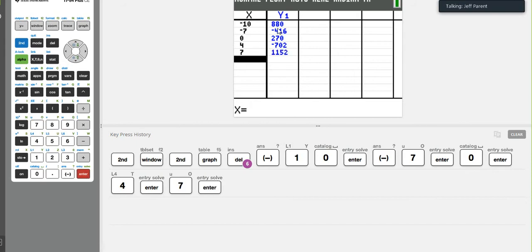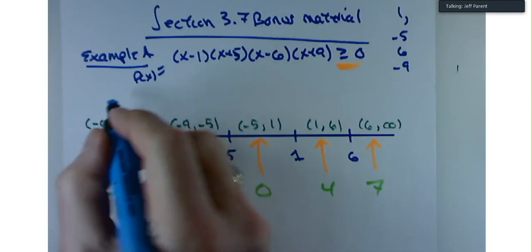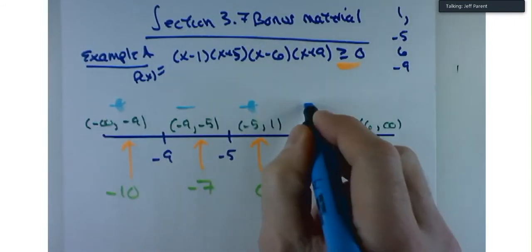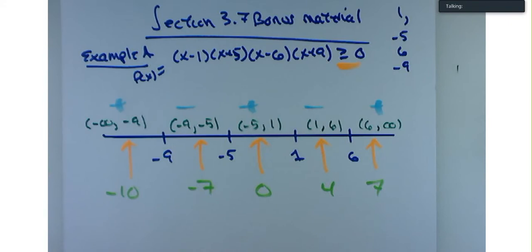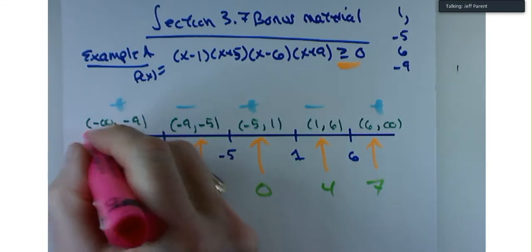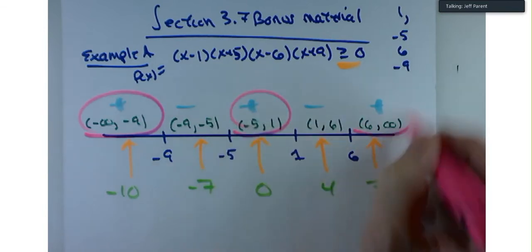Now we're not really interested in the fact that if you plug in a negative 10 in the function, you get 880, or that negative 7 gives me negative 416. What we're interested in is the sign of this stuff. Is it positive? Is it negative? In this case, things alternated very nicely. It was positive, negative, then positive again. So plus, minus, plus, minus, plus. Which intervals do we want? Do we want the positive intervals or the negative intervals? We want the positive ones. Good. So that means I want this one, and this one.